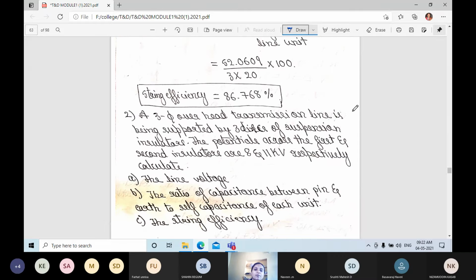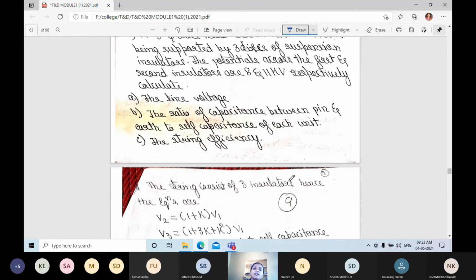A three-phase overhead transmission line is being supported by 3 discs of suspension insulator. Here also N is equal to 3. The potentials across the first and second insulator are 8 and 11 kV. They have given V1 and V2 respectively. Calculate the line voltage, the ratio of capacitance between pin and earth to self capacitance of each unit, and the string efficiency. We need to find the K value, string efficiency and line voltage here.